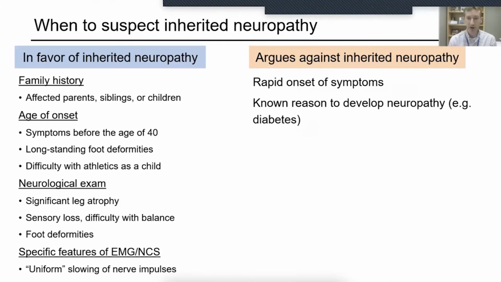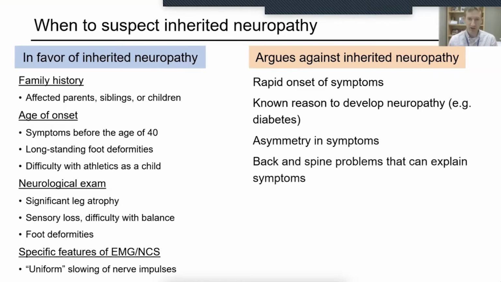So if symptoms come on rapidly, that usually suggests something acquired in life rather than genetic. If there's a known reason that you might have neuropathy, like severe diabetes or vitamin deficiencies, that would push you away from a genetic neuropathy diagnosis. If there's a lot of asymmetry, so one hand or one leg much worse than the other side, that usually suggests something non-genetic. And some people can have really severe symptoms in the legs, weakness, numbness, but sometimes that can be coming from back problems, pinching of nerves in the back or spine.